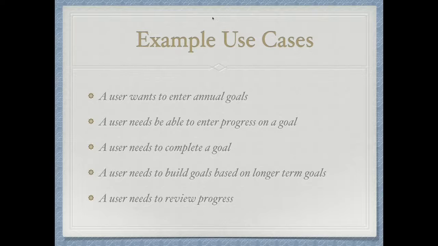A user is probably going to need to build goals based on longer term goals. We talked about going from annual down to quarterly down to monthly. So obviously, we're going to want a way to tie monthly goals back to annual goals, weekly goals or monthly goals to quarterly goals to annual goals. And with all of that, another use case would be the user needs to jump in and say, hey, how am I doing? Where am I at, whatever time frame it is? So there are some example use cases.